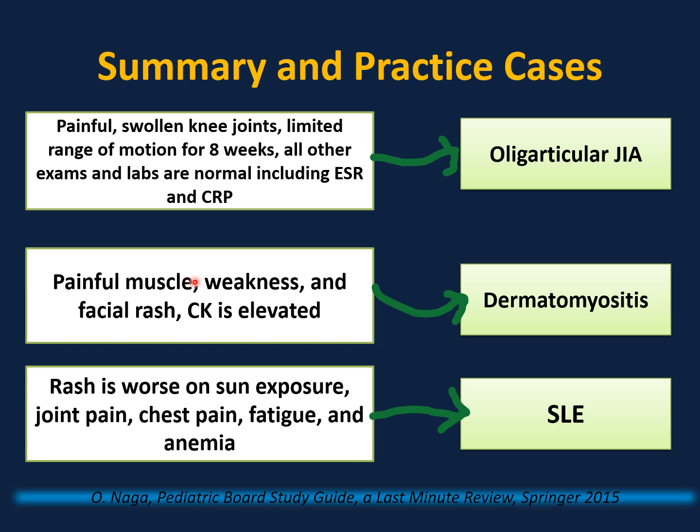We have here painful muscle associated with weakness and facial rash, and CK is elevated. So the most likely diagnosis is dermatomyositis. Rash is worse on sun exposure, joint pain, chest pain, fatigue, and anemia. The most likely diagnosis is systemic lupus erythematosus. Next step, to do ANA. If ANA is positive, confirm the diagnosis with anti-double strand DNA.